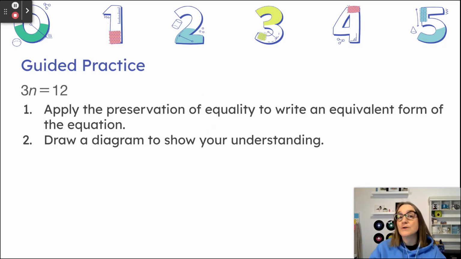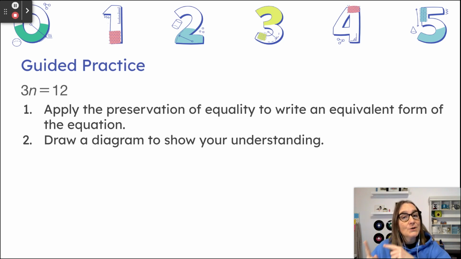Okay, let's work through a problem together here. I have an equation, 3n equals 12, and one part of this equation is an expression that includes a variable, 3n. Now, I have two things that I need to do to it. First is I need to write an equivalent form of the equation. And it kind of tells me how to do that in the question because it says apply the preservation of equality to write an equivalent form. And then I have to draw a diagram to show my understanding. So let's work through part 1 first.